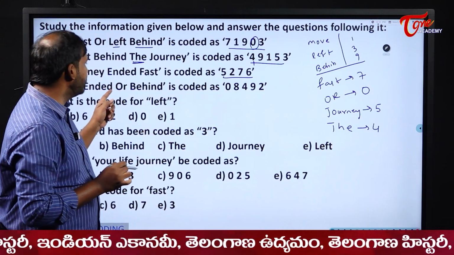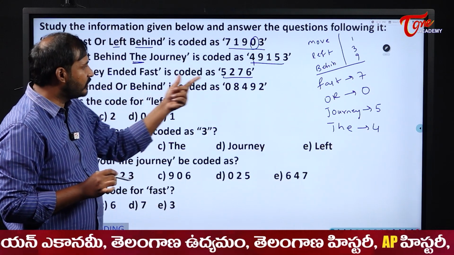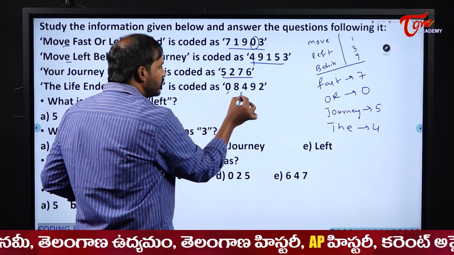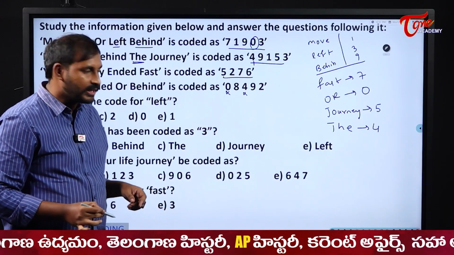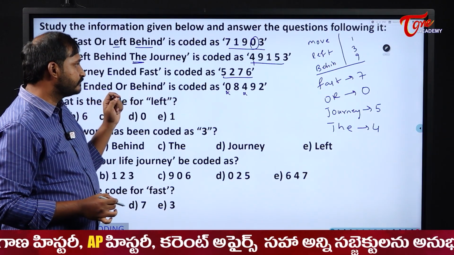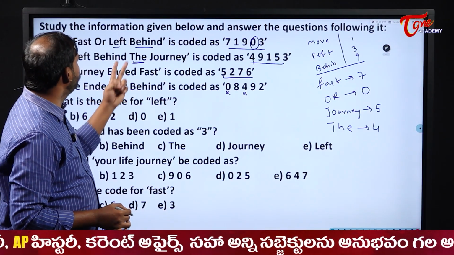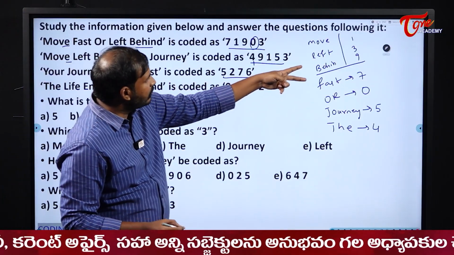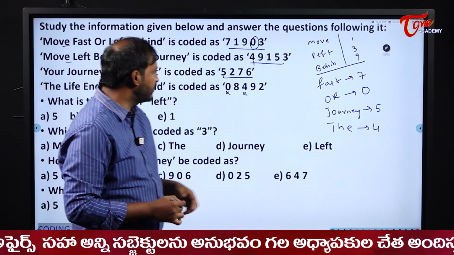Next, life ended or behind. Or is coded as what? O. So, that means 0 is gone, 4 is gone. Am I correct? So, next, the life ended or behind. Or and behind. Where do we have or and behind? Or we know behind is 139, right?